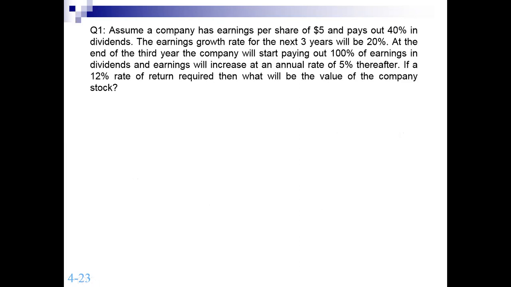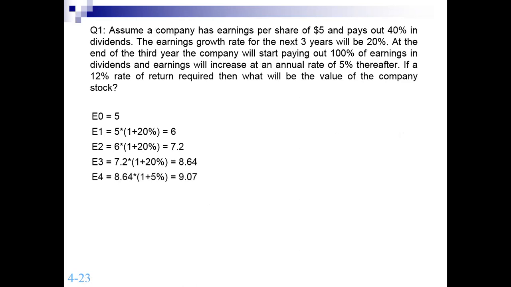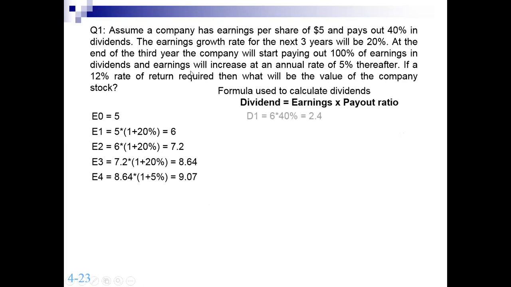This is another question with the same concepts, where the company has earnings of 5 per share, and then the company is increasing it, and the company is paying 40% as dividend. It means that the company is not paying the entire amount. The company is paying only 40% of that. Then you can calculate it like this.